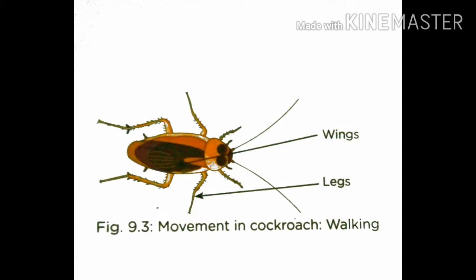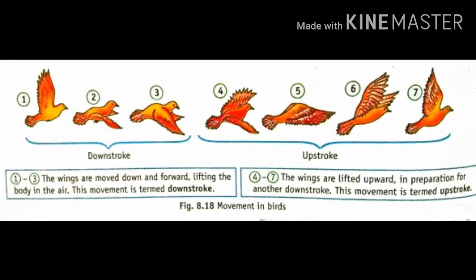Cockroaches generally walk, climb as well as fly in the air. So they have 3 pairs of legs. These are attached to the breast muscles, and then 2 pairs of wings are also attached to the breast muscles. Legs help in climbing and walking. Wings help in flying.